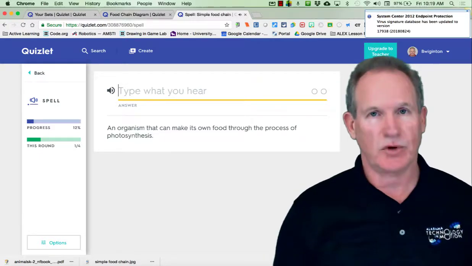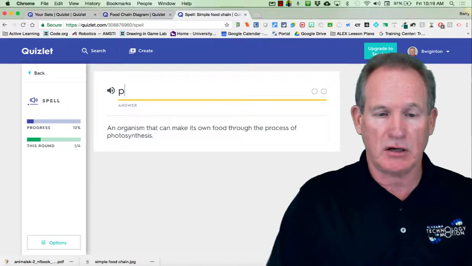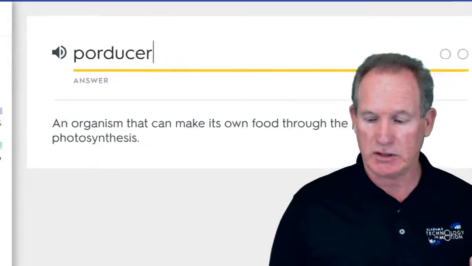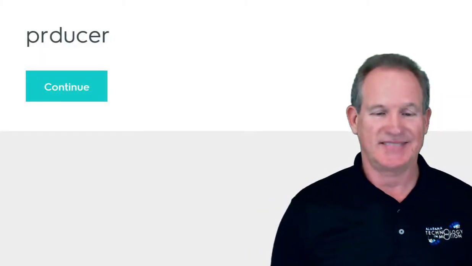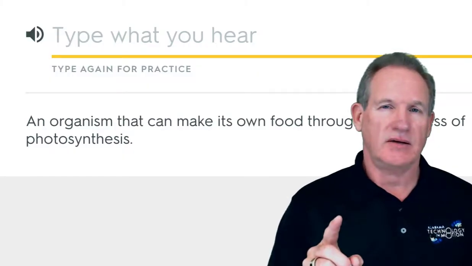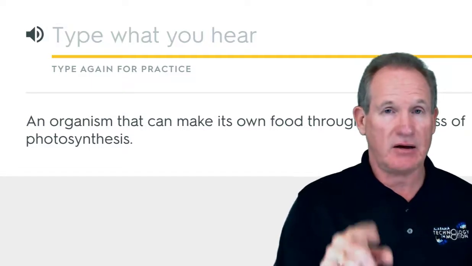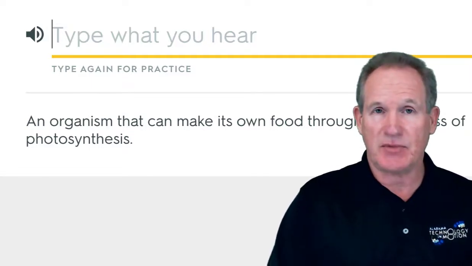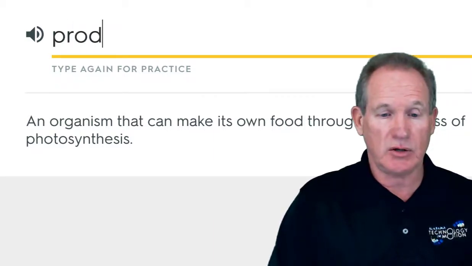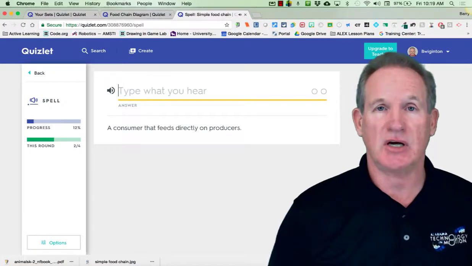Producer. I was worried about tertiary. Now I'm going to misspell producer, P-O-R-D-U-C-E-R. Now this is awesome, watch this. Producer, P-R-O-D-U-C-E-R, producer. Feedback, real-time feedback for students. And now also, I'm going to have to type that correctly before it will allow me to go on. P-R-O-D-U-C-E-R. Primary consumer. And then it allows me to go on.